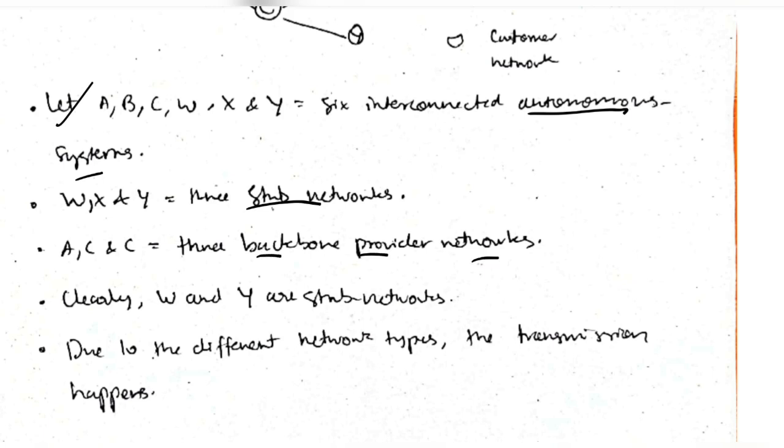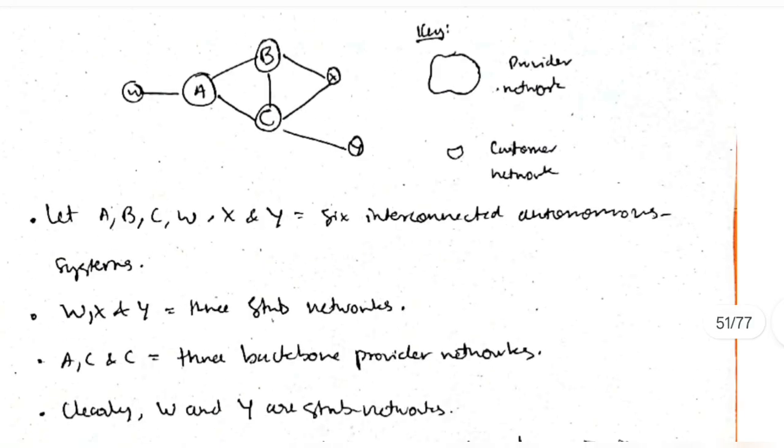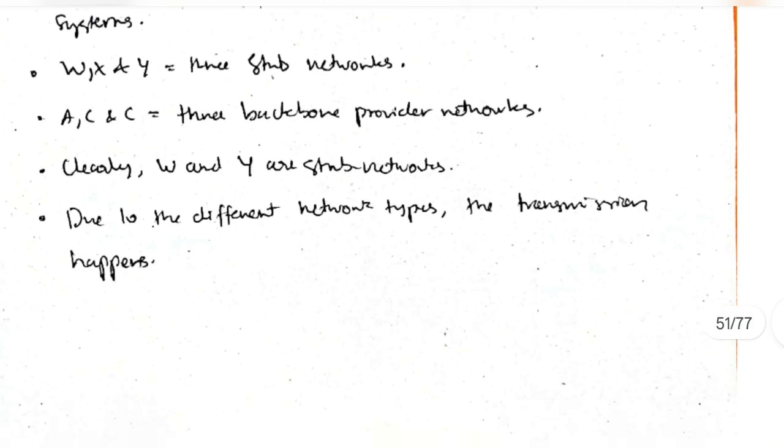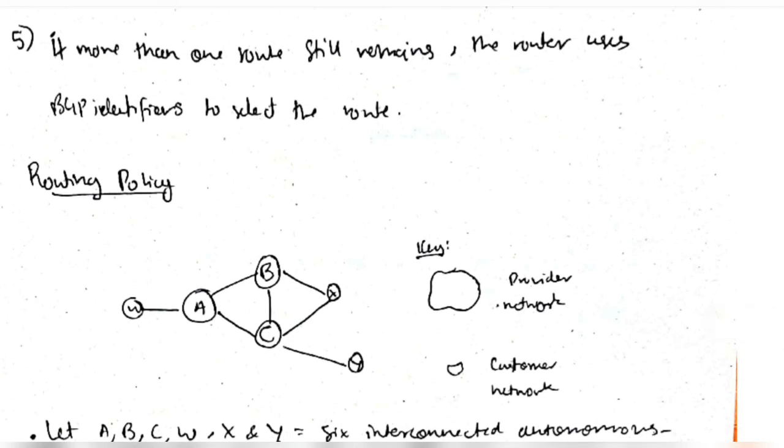So if data is to be transferred between the provider and the customer, that will happen based on different protocols, which are based on different network types. So that's all I have to mention about the routing policies under BGP.